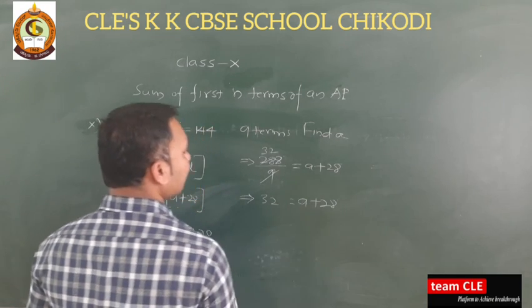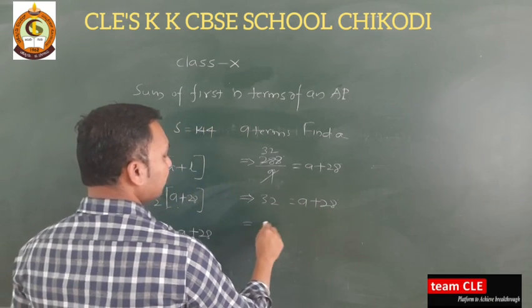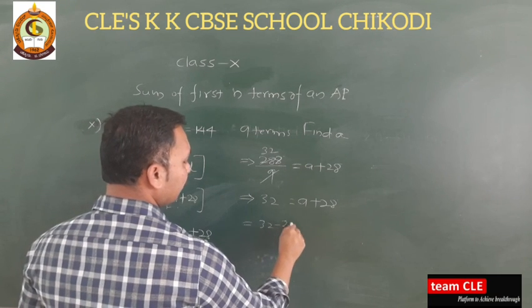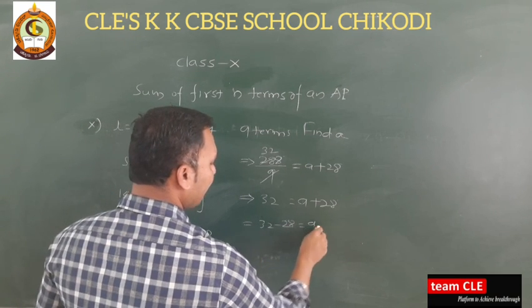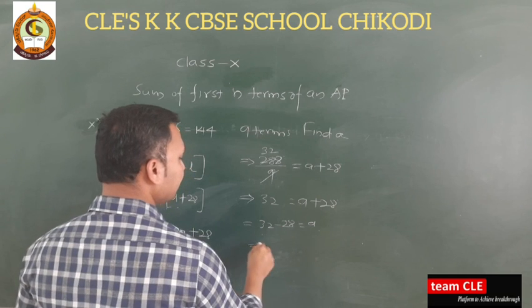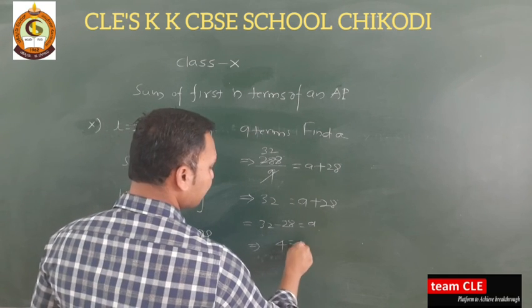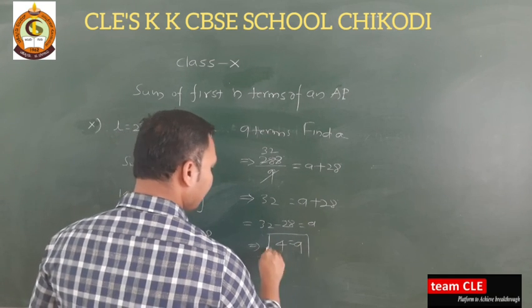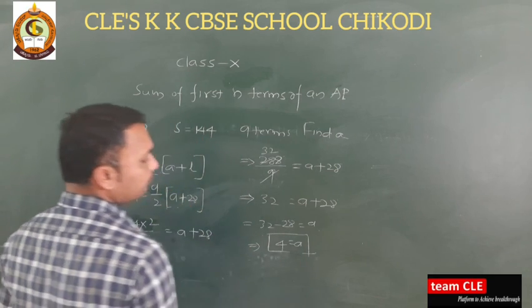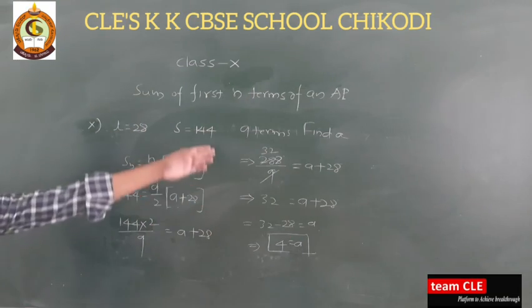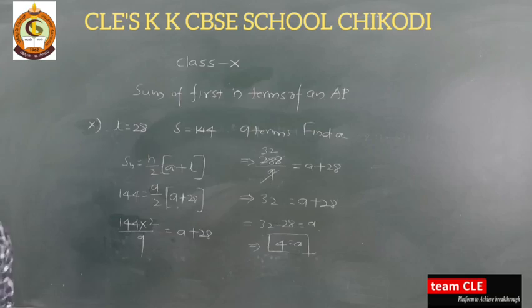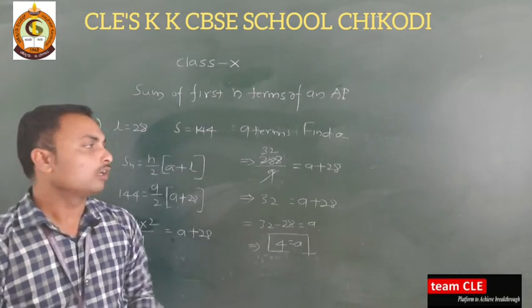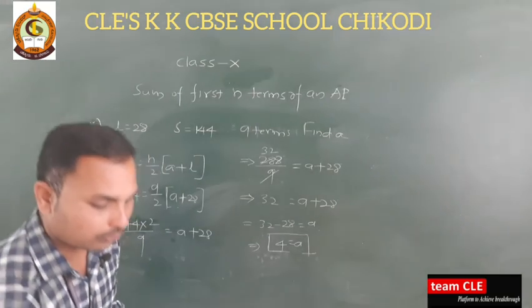So you can transfer this side. So 32 minus of 28, we will get here 4 is equal to A. Now, what is the value of A? We can see here the value of A is 4. Okay. So this is what all the questions I have solved here.